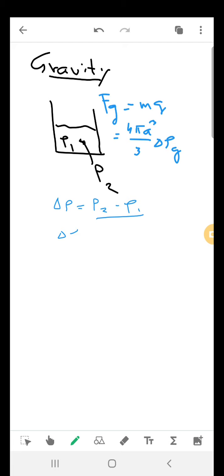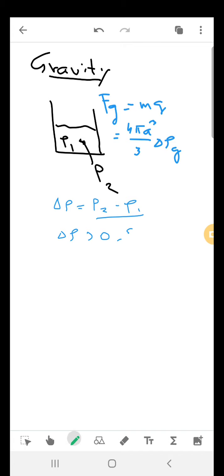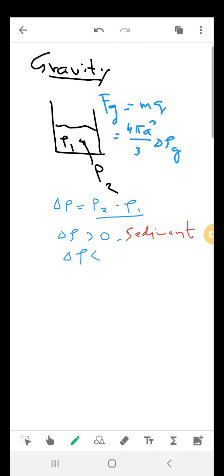If delta rho is greater than 0, that means the dispersed phase has a higher density than the continuous phase, then this will cause sedimentation. Whereas if it is the opposite, that means delta rho is less than 0, then it will lead to the formation of something called creaming. So this is the gravitational force.